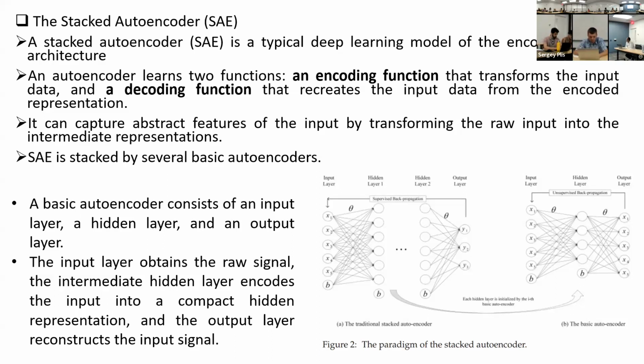Then I'm going to talk about the stacked autoencoder. You know that the stacked autoencoder is a typical deep learning model with an encoder-decoder architecture, and it runs two functions: an encoding function that transforms the input data, and a decoding function that recovers the input data from the encoded representation.